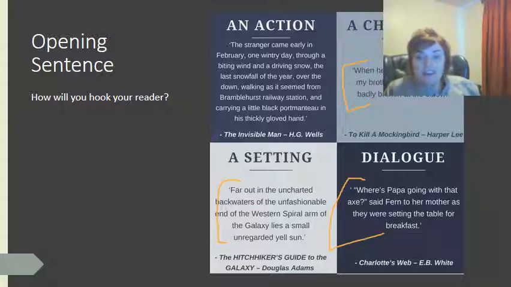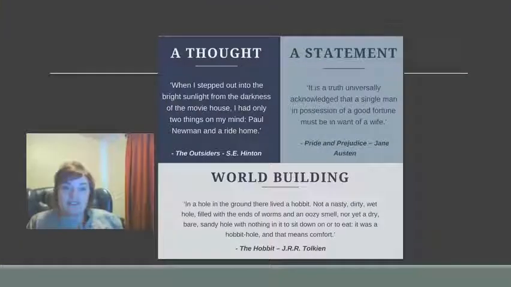Or dialogue from Charlotte's Web. Where's Papa going with that axe? said Fern to her mother as they were setting the table for breakfast.